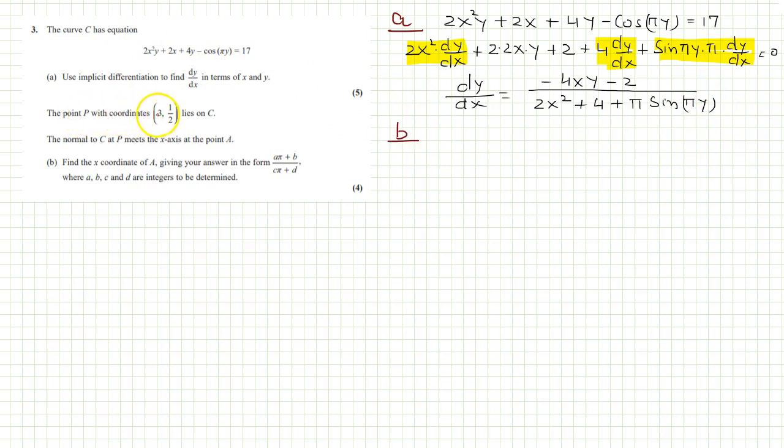The point P with coordinates 3, 5 lies on the curve. Suppose this is a curve and say this is 3, 5. This is point P. This is a tangent. The normal to C at P. This is normal.